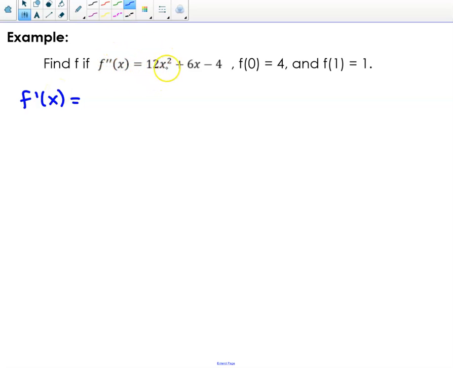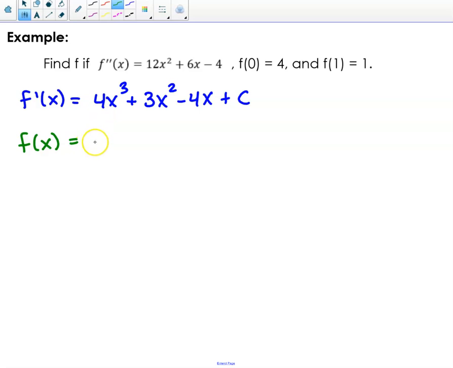So the antiderivative of 12x squared is going to give us 4x cubed. Antiderivative of 6x will be 3x squared. Antiderivative of negative 4 would be negative 4x. And then we have plus c. They didn't give us any information about the first derivative, so we can't plug anything in yet. So we're going to find the antiderivative again and go to the original function.